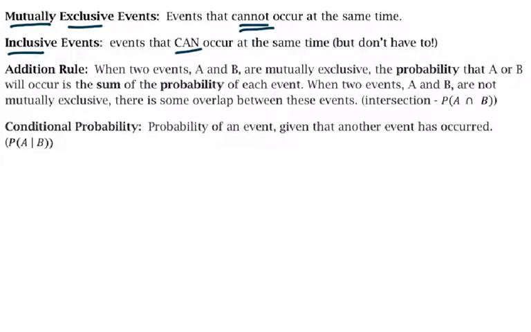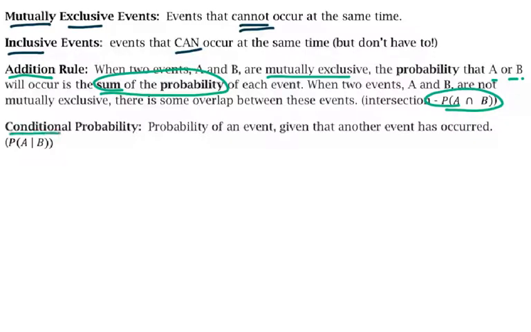What's called the addition rule is when two events A and B are mutually exclusive, so they cannot happen at the same time, the probability that A or B will occur is the sum of the probability of each event. When two events are not mutually exclusive, there is an overlap, and so there's an intersection. Okay, so that's going to be different.